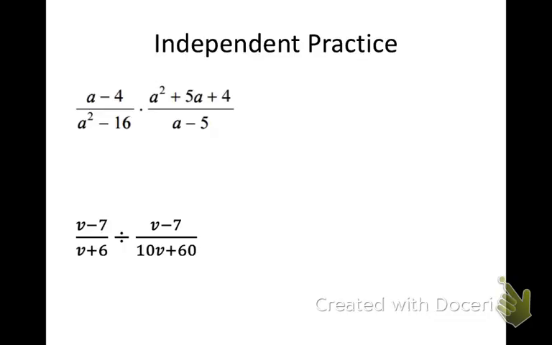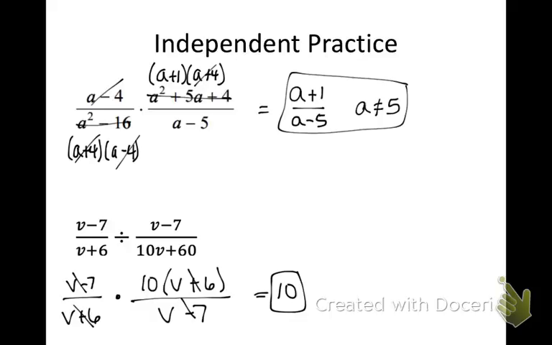Alright, pause your video now, try these problems, and then check back for the answer. Okay, here are my answers. A couple of tricky things I want to point out is difference of squares. If I have a squared minus a perfect square, I just take the square root of 16 and I get a plus 4, a minus 4.